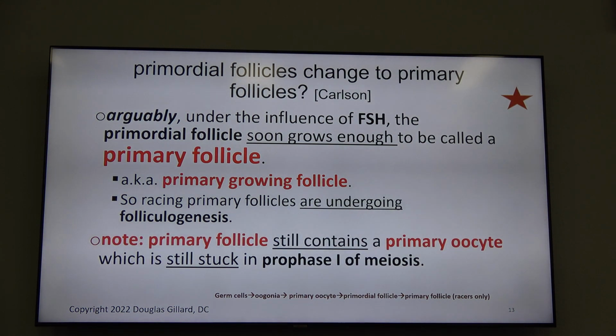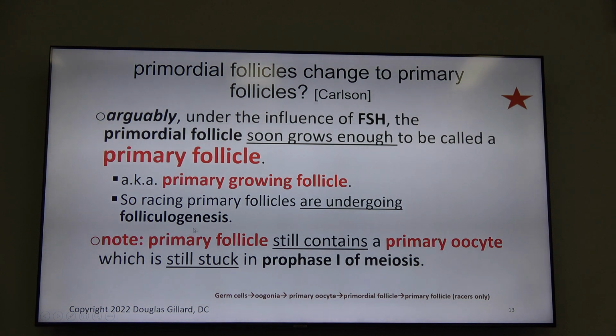So arguably, primordial follicles change to a primary follicle. Under the influence of FSH, the primordial follicle gets big enough to get a new name. Now it's too big, so they call it the primary follicle at this point, which is confusing, I know, but this is embryology. The primary follicle at least contains the primary oocyte inside of it. Sometimes these are called primary growing follicles, which makes sense because they're the ones that are growing and racing to see who gets the biggest, who gets to ovulate.